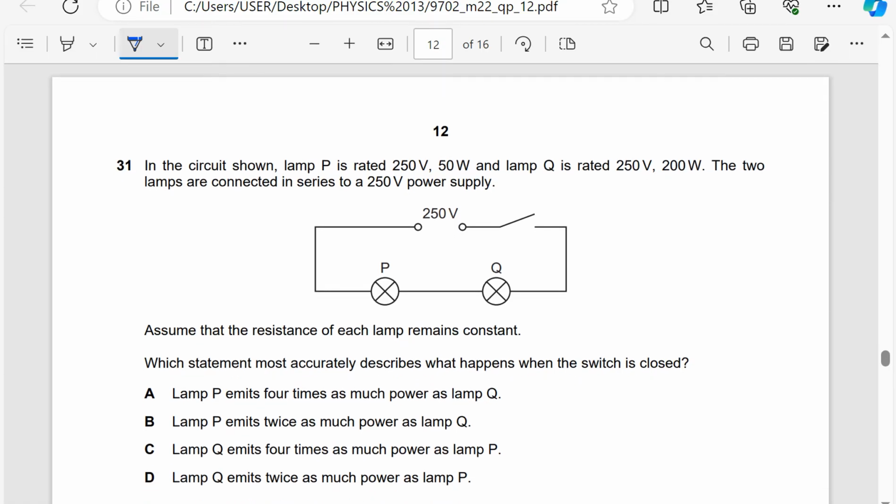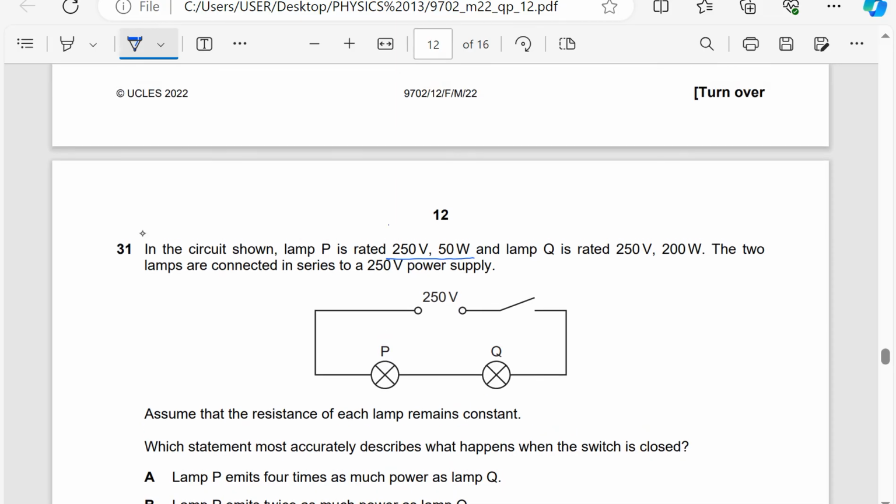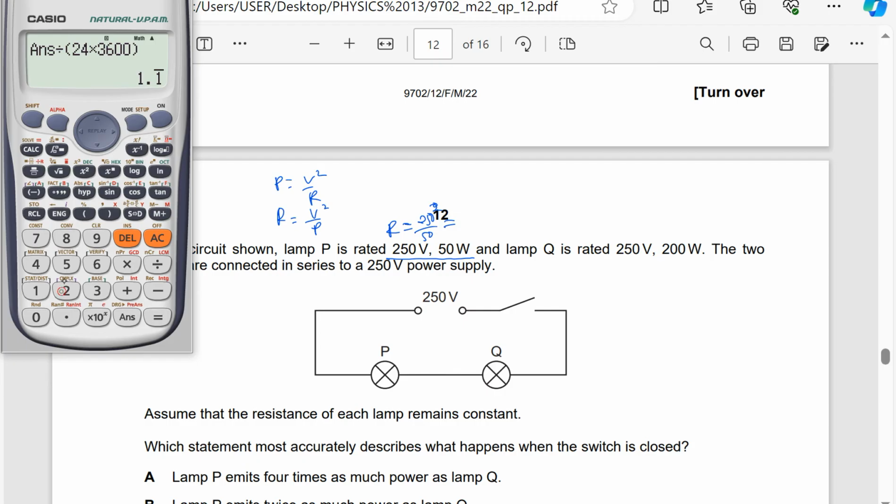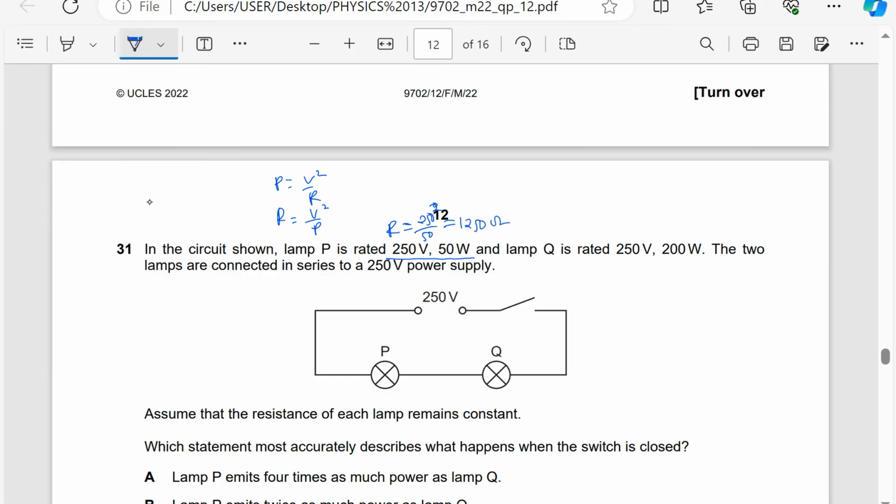In the circuit shown, lamp P is rated 250 volts, 50 watts. So what is the resistance for P? I'm using power is equal to V squared over R. So R is going to be equal to V squared over the power. So the resistance here is going to be 250 squared divided by 50. So the resistance here is 1250 ohms.